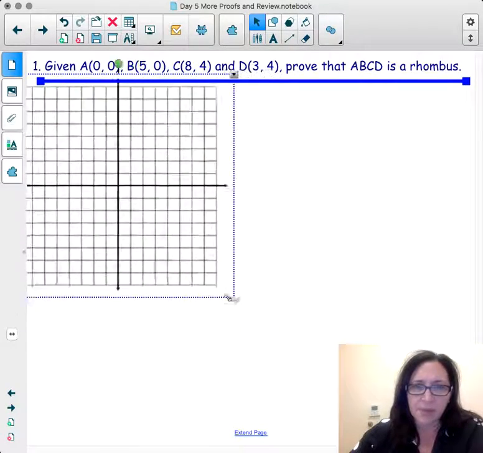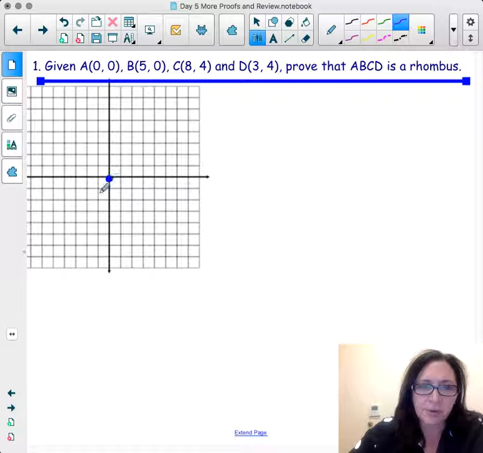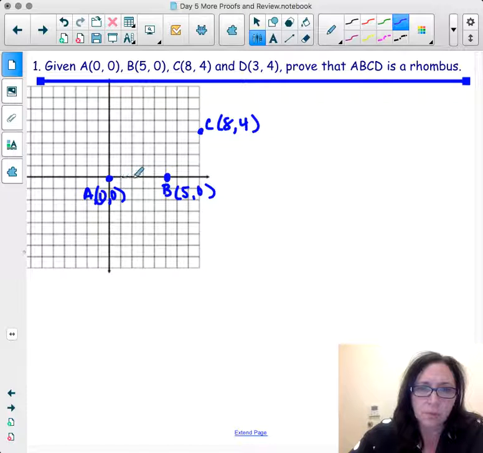So let's see what we got. We know that we have 0, 0, so A is (0, 0). We know B is (5, 0): 1, 2, 3, 4, 5, 0. So that's B. We know C is (8, 4): 5, 6, 7, 8, 1, 2, 3, 4. So that's C. And we know that D is (3, 4): 1, 2, 3, 1, 2, 3, 4. So this is D, which is (3, 4).